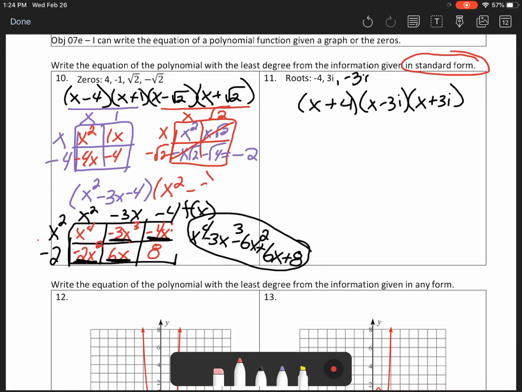I do the same thing I did before. I'm going to pair these two off, though I always like to pair conjugates, where it's the same thing but one is plus and the other one's minus. So I'm just going to multiply this out.